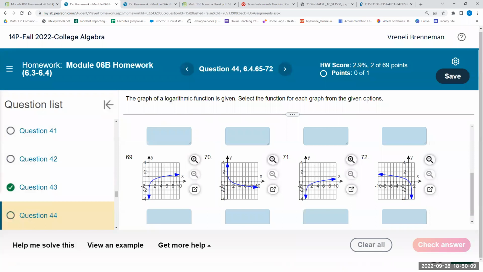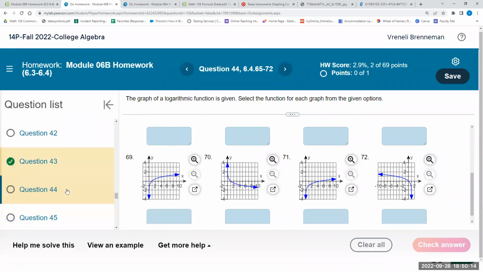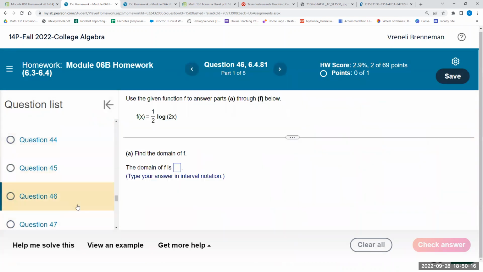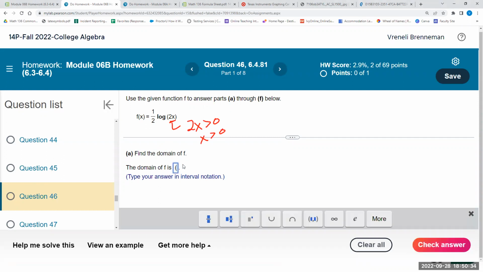Looking more at the asymptotes, turning point, domain and range, I want to look at a logarithm one, number 46. We have 1/2 log of 2x. For the domain, all I need is 2x to be greater than 0, and that means x is greater than 0. It wants interval notation, so that's going to be parentheses from 0 to infinity.